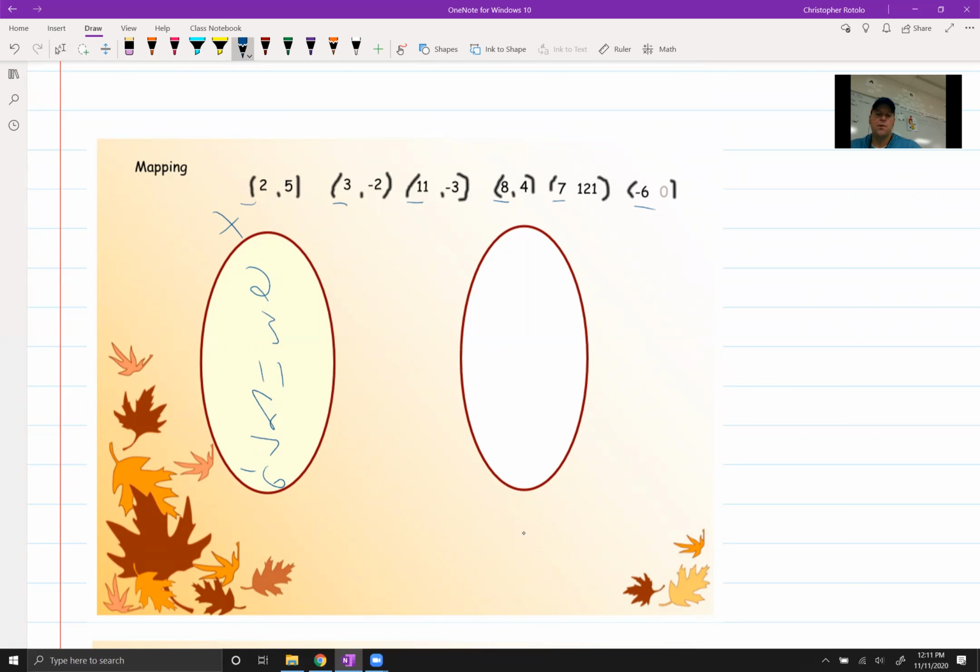So is this going to be a function? Yes, it's a function. Is it still a relation? Yeah, it sure is because it's a set of ordered pairs. All right, let me get my y values in here. So let me shut up for a second. 5, -2, -3, 4, 121, 121 and 0.